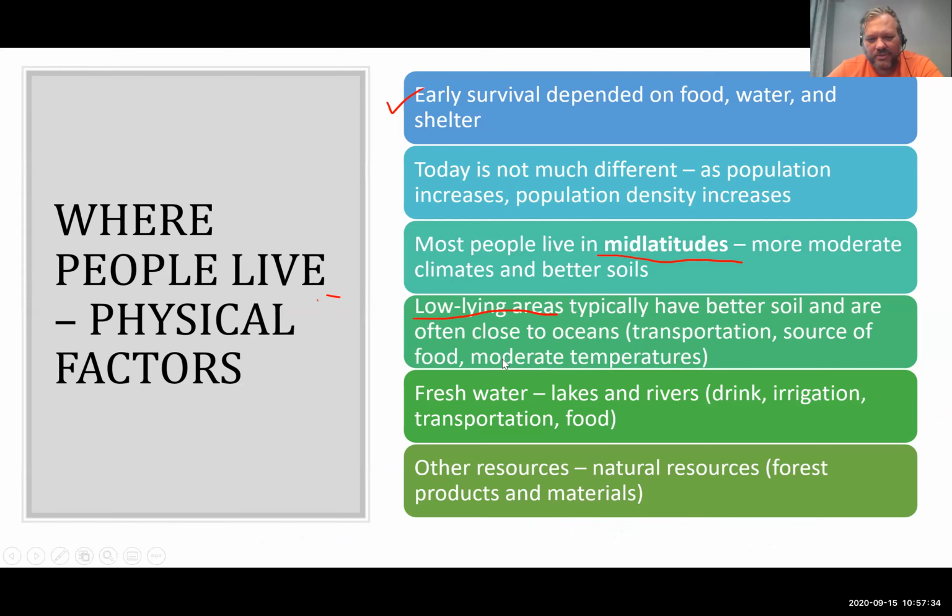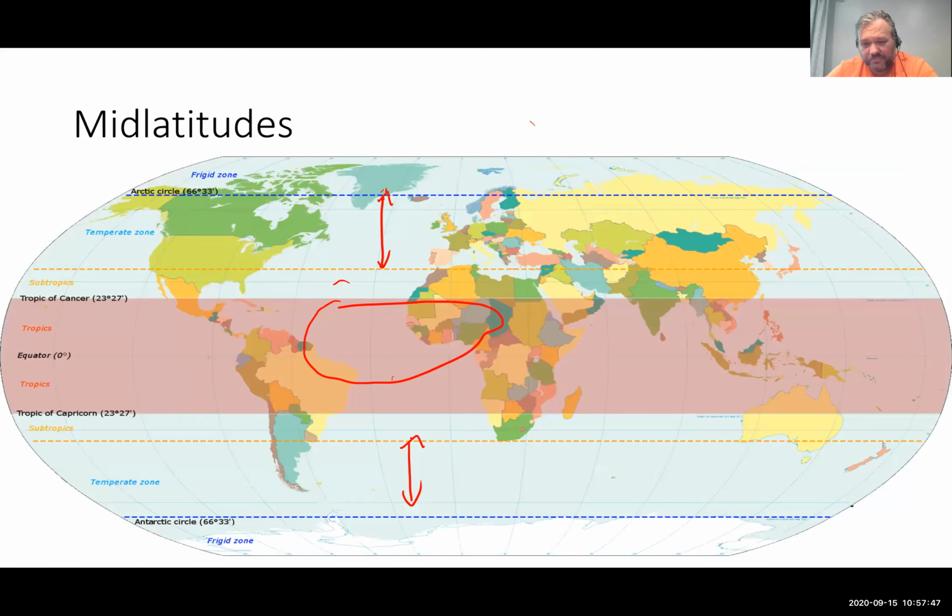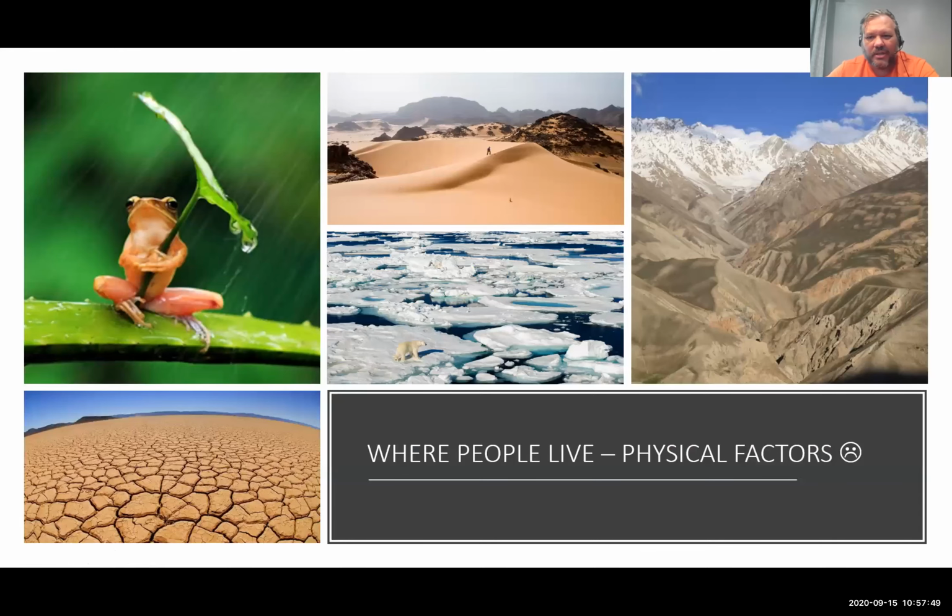Oceans moderate temperatures, and so that definitely helps. Also, access to fresh water is going to be a big one, and then any other kind of natural resources that people would find. And so when we talk about the physical factors that cause people to live where they live, that's them. Alrighty.